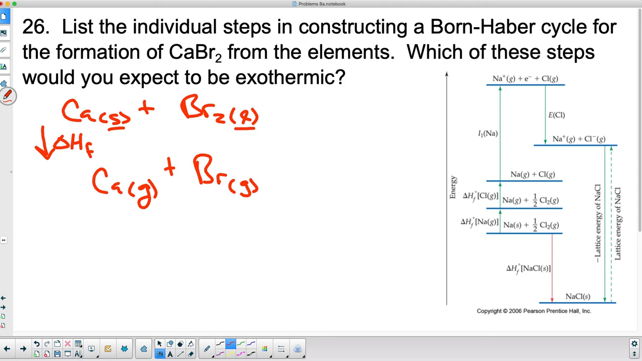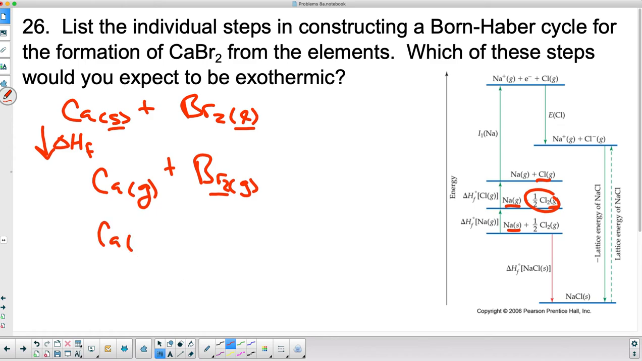My next step, this should be a Br2. I just forgot to put it in there. My next step, notice that this goes from a solid to a gas. This one's already a gas, but here they break up the bond between the Cl2 to just get one Cl. Well, we're going to break up the bond between the Br2 here, and that's going to look like this.